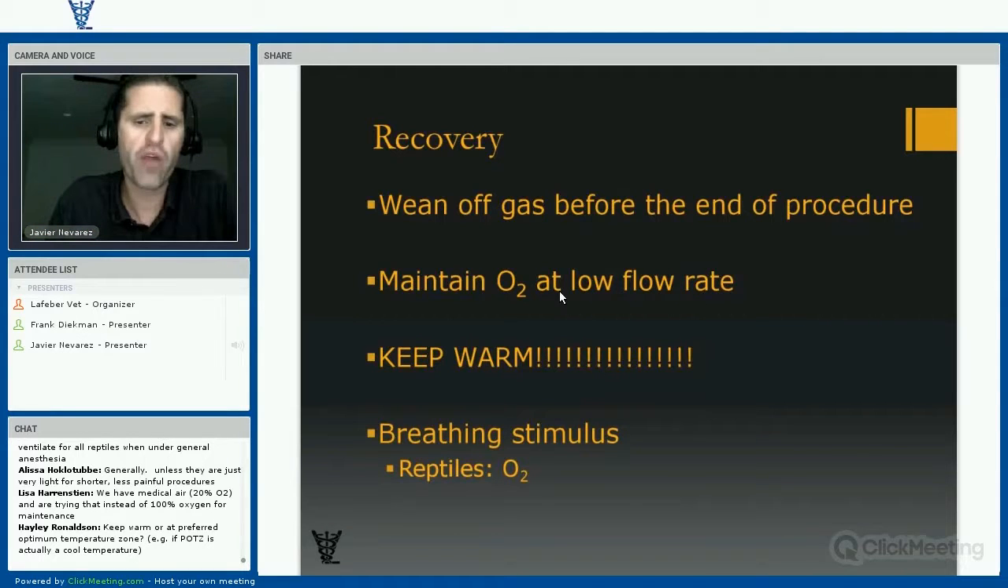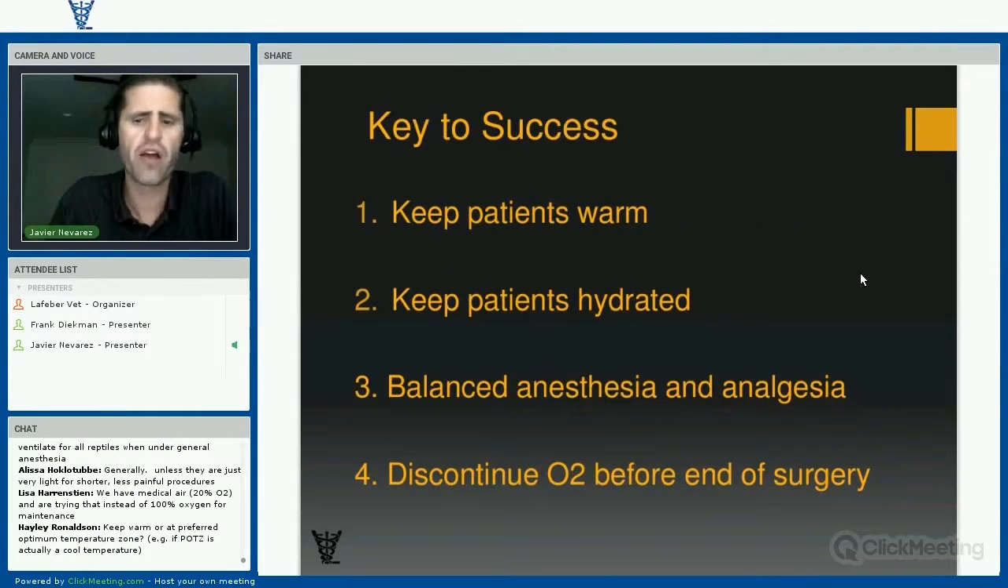So for the recovery, wean them off the gas, low flow rate, and not only low flow rate, but also low oxygen concentration. So you want to use room air or medical air. Keep them warm. A lot of people forget about that in the recovery period. They forget to keep them warm, and they start going downhill again. And again, remember that oxygen is that big stimulus for these guys.